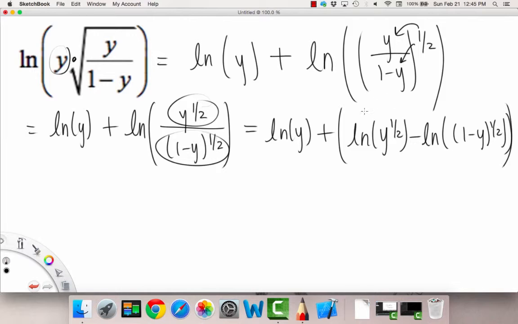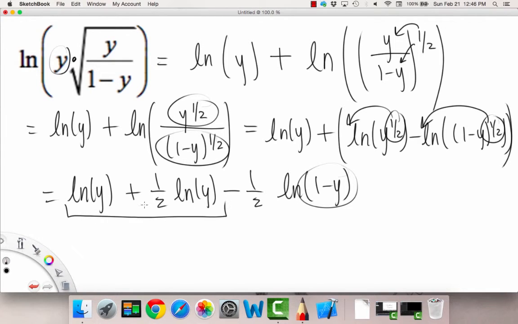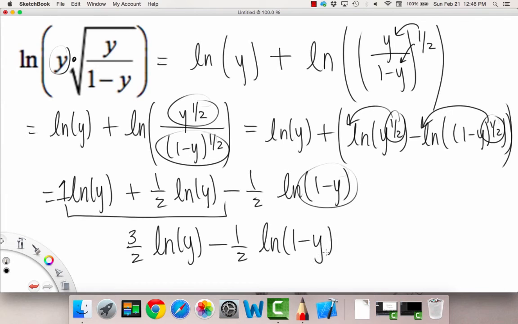Okay, and now all we have to do is move these exponents right down in front of our logs. So we're going to get ln of y, and then plus 1/2 ln of y, and then minus 1/2 ln of 1 minus y. The very last thing is we can't really break this up anymore, but we do see that these here are like terms, so we can just add the coefficients. The coefficient of this one is just a 1. So 1 plus 1/2 gives us 3/2. So we're going to end up with 3/2 ln y minus 1/2 ln of 1 minus y.